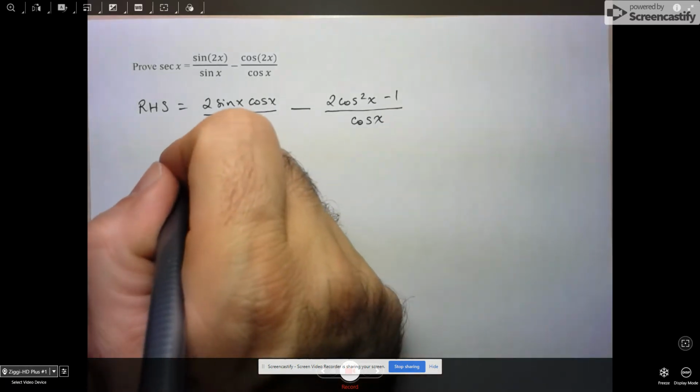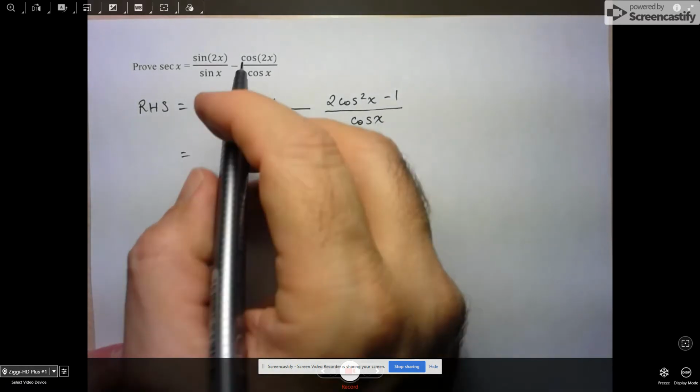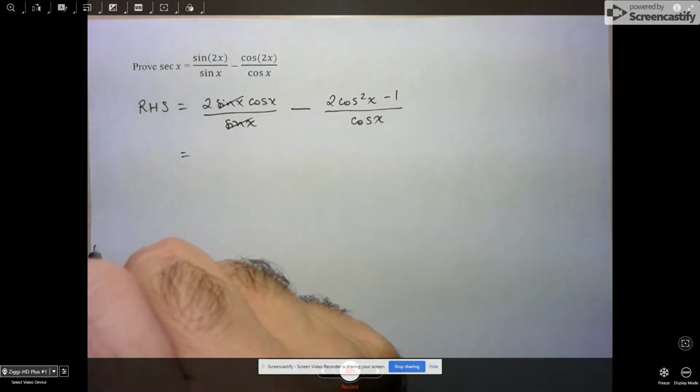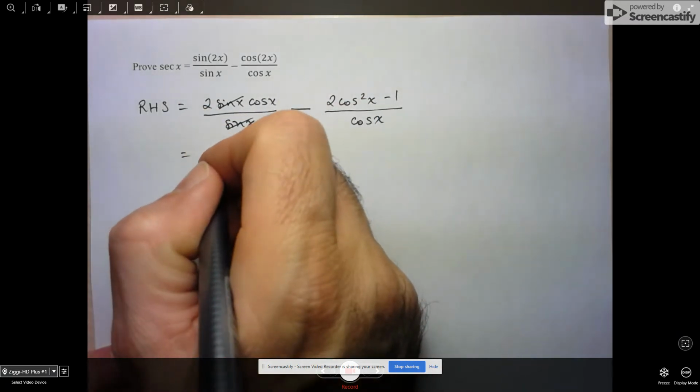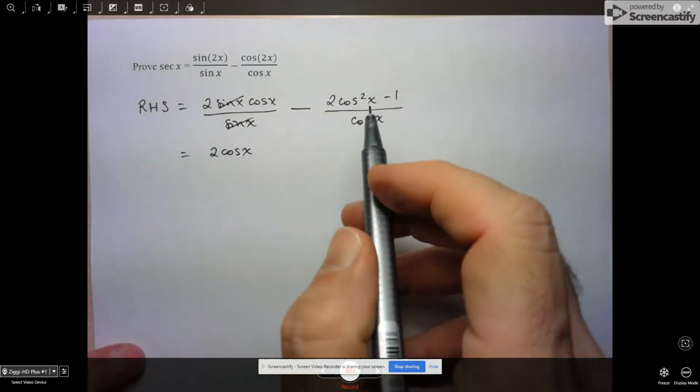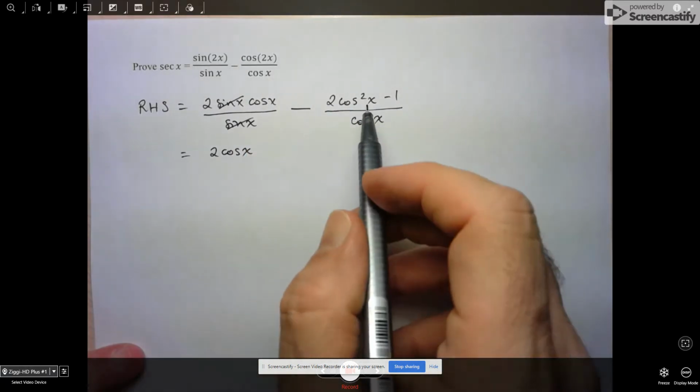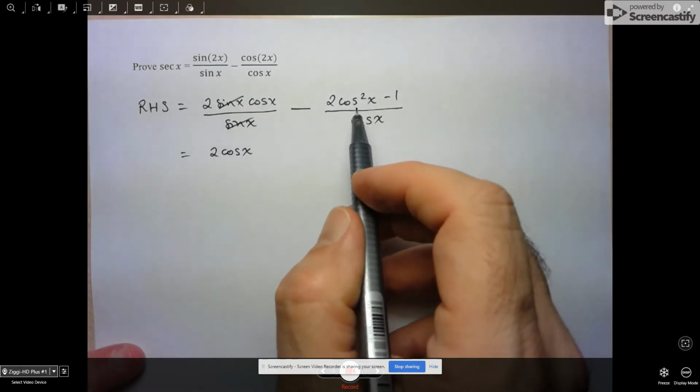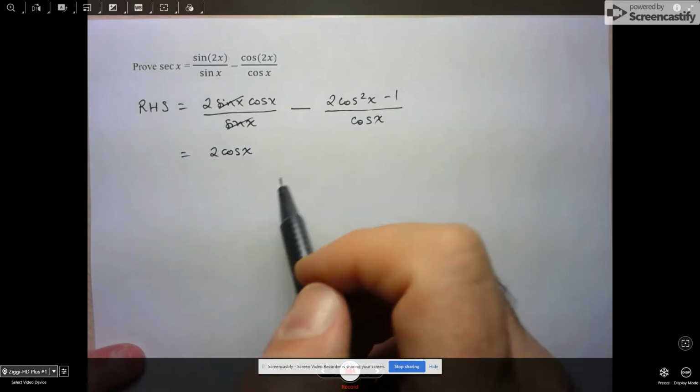All right, so I know that on this left-hand expression, I can reduce the sine x's since they're both factors. So I'm left with 2 cos x. All right, now what do I do here? All right, do I turn this into a sine squared? Probably not. Since I've got a cosine here.